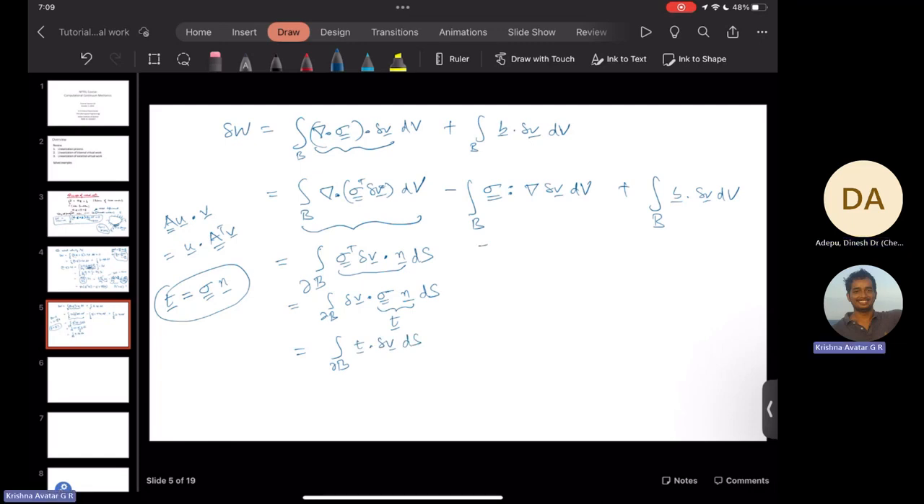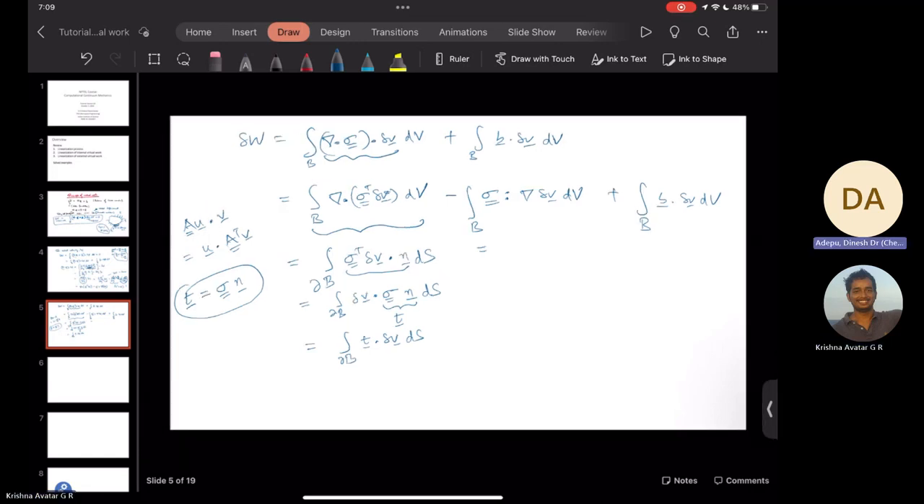Now let us look at the other term. This term says that B and sigma, and here we see that this is symmetric, and about this we don't know. However, any matrix or any tensor can be broken down into a sum of symmetric and antisymmetric parts. So that's what we'll do.